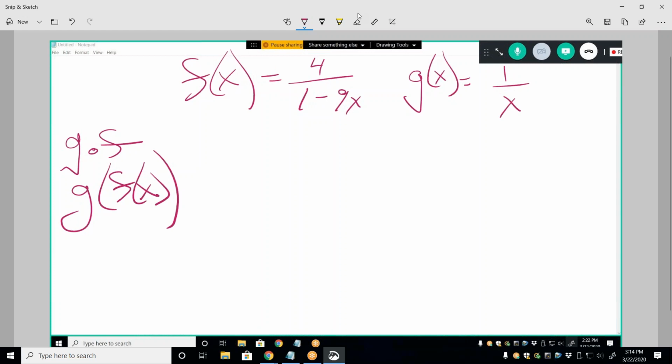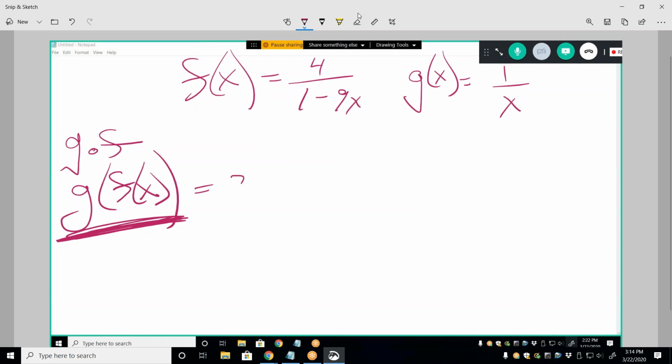So, next step. So it'd be 4 over 1 minus 9 times 1. What does that mean right there? g of f of x. That's what we have to start from. Okay. Don't forget the first step, which you don't like doing, but it's critical.